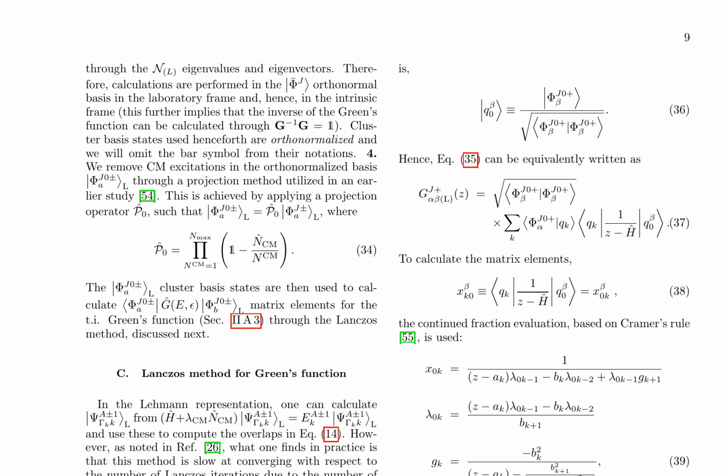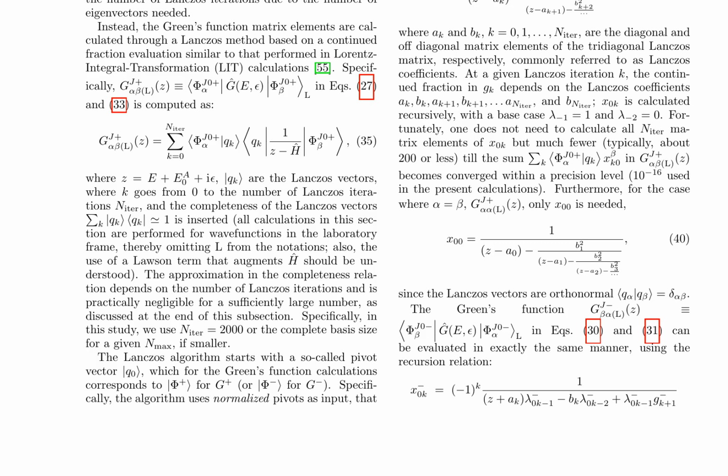The Lanczos algorithm is used to calculate the Green's function matrix elements, represented as a continued fraction evaluation, and a projection method is applied to remove center of mass excitations from the cluster basis states. The Lanczos vectors are orthonormalized, and the completeness of the Lanczos vectors is inserted into the calculations.